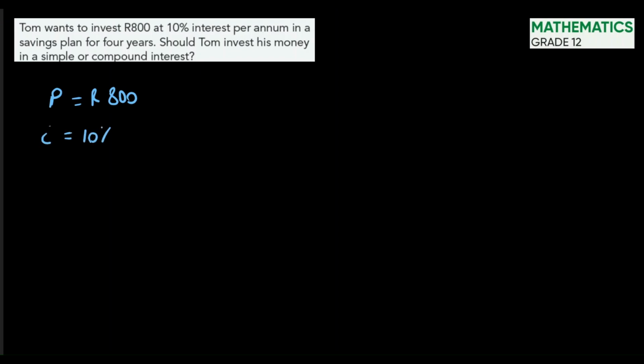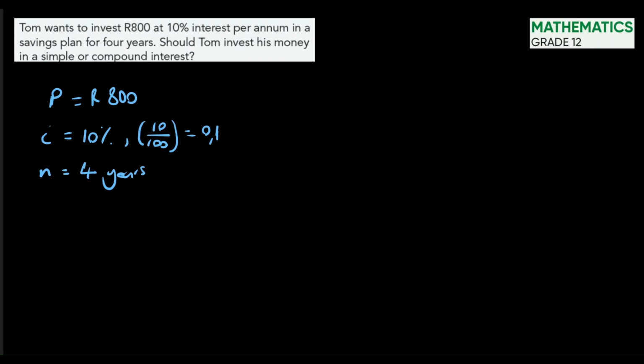And we know that in our formula, we're going to substitute interest as 10 over 100, which will be 0.1. Interest given as a percentage is always converted by dividing it by 100. Then we're told that he wants to save this amount of money over a period of 4 years. And they're asking, should Tom invest his money in simple or compound interest?